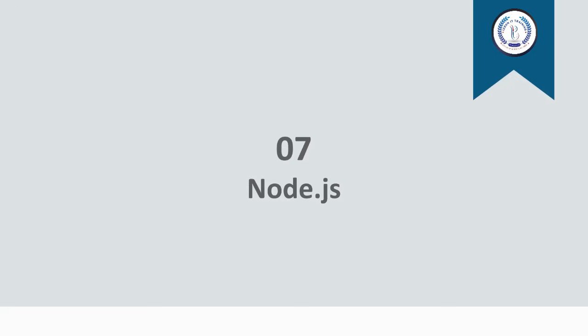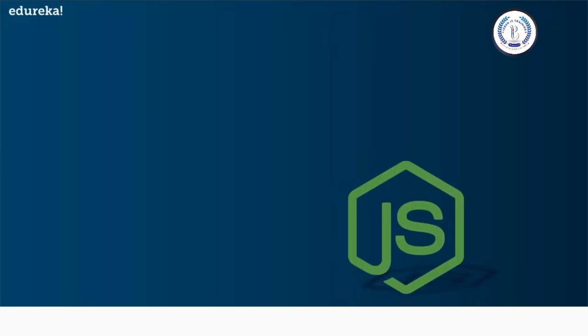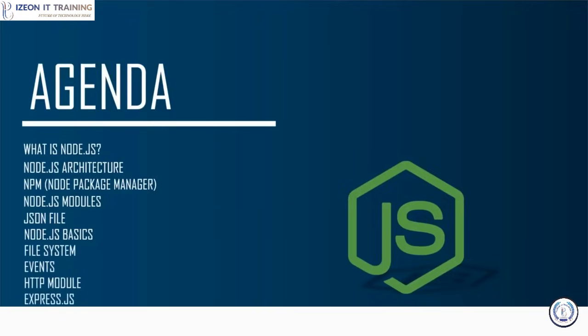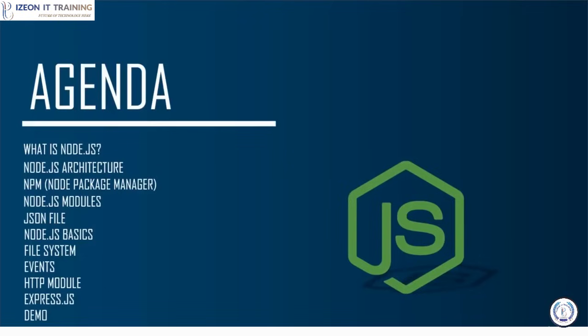Let's check out the agenda for today. If we see the agenda, we would see what Node.js is. We'll see the Node.js architecture. We would see what the Node.js package manager, that is NPM, is, Node.js modules, and what a package.json file is. Then we'd go more into Node.js basics, which is any language basics that is there. We will also move into the file systems. There is an FS module in Node.js that would enable us to read files and write files on our server.